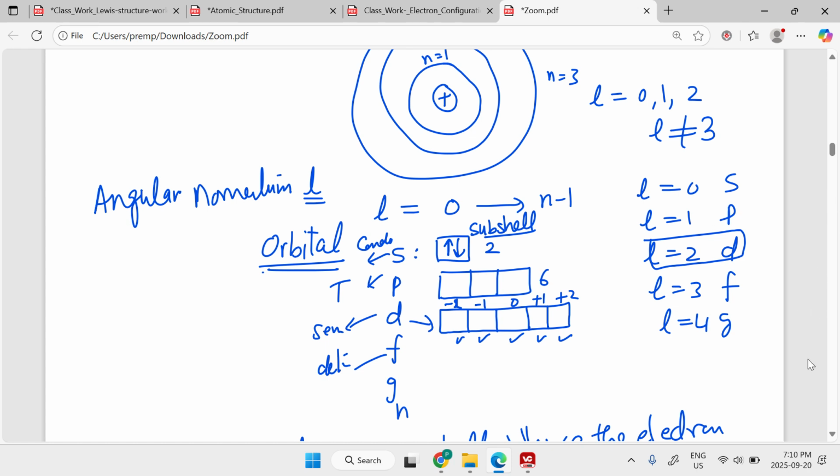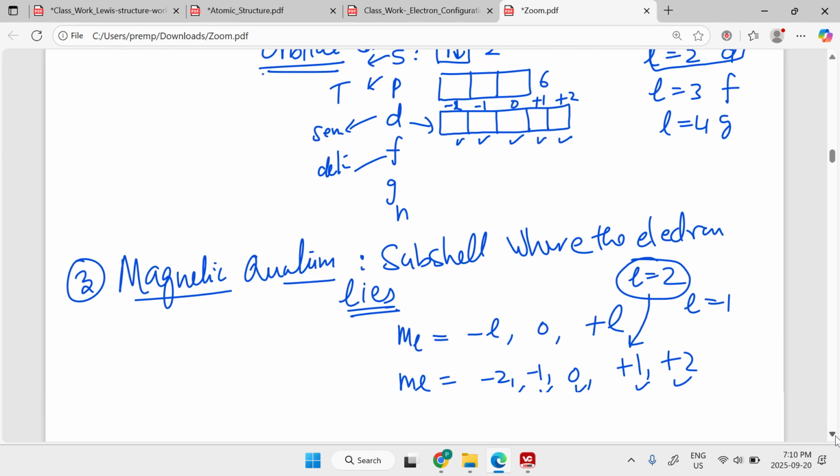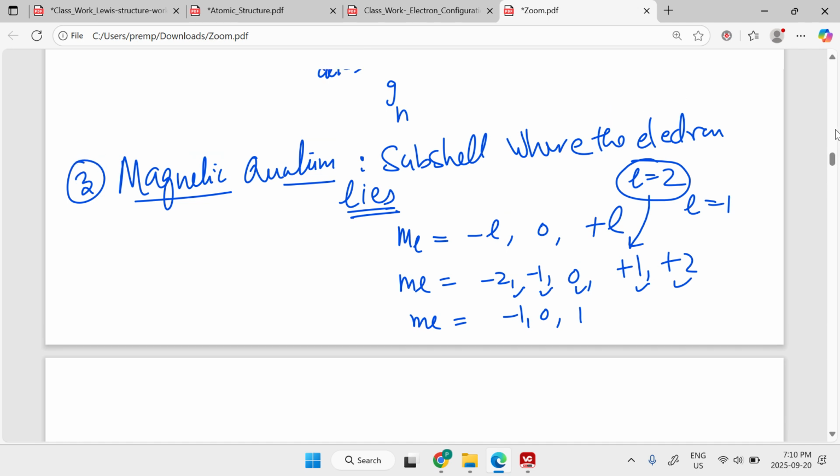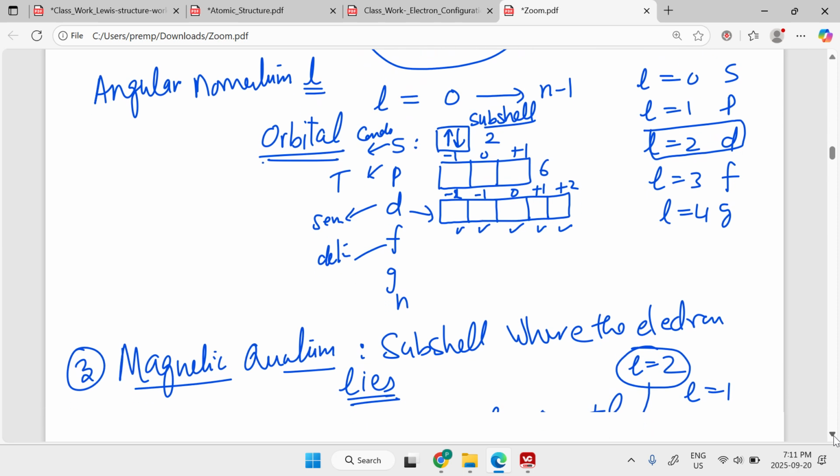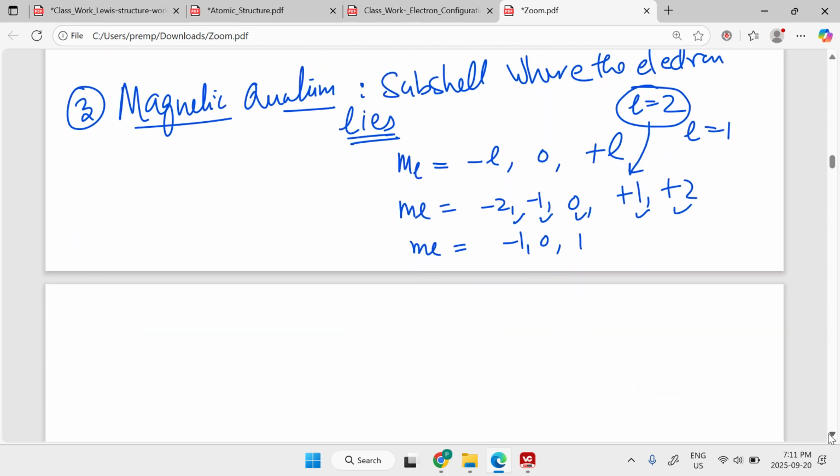In the same way, when the l value was 1, we said that we have 3 possibilities of subcells, so again we write negative 1, 0 and plus 1. But if l value is 0, that means ml value is also 0. So it talks about the subcell where the electrons are lying.